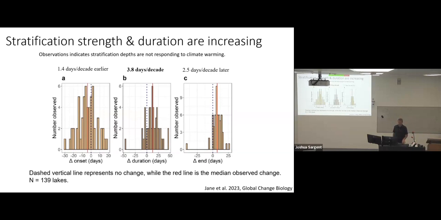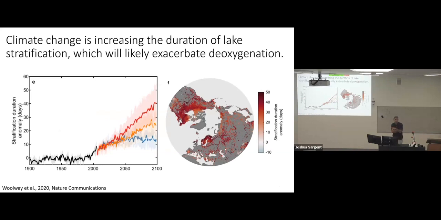So overall, earlier onset of stratification, we believe, provides more time for dissolved oxygen drawdown in deep waters, hence explaining why we're seeing much faster rates of dissolved oxygen losses and trends toward deoxygenation than would be predicted based on solubility alone, for example.